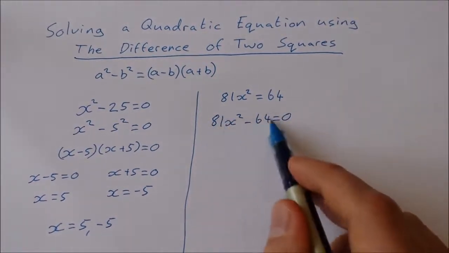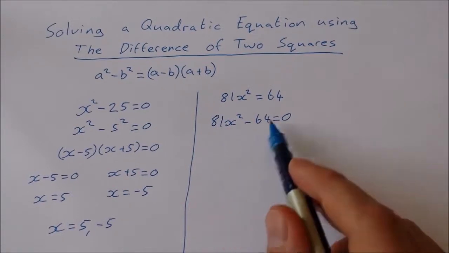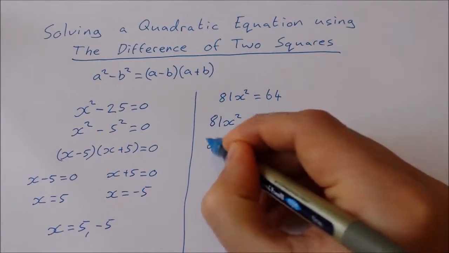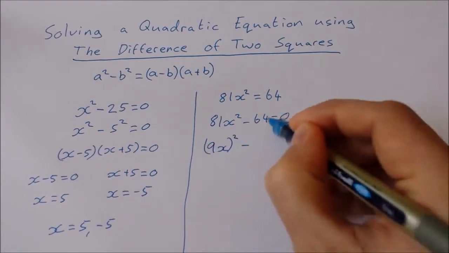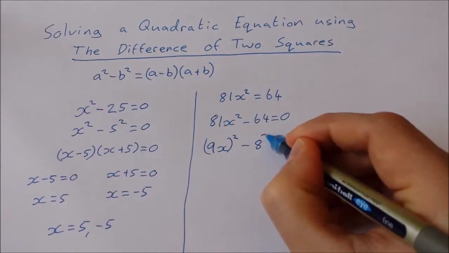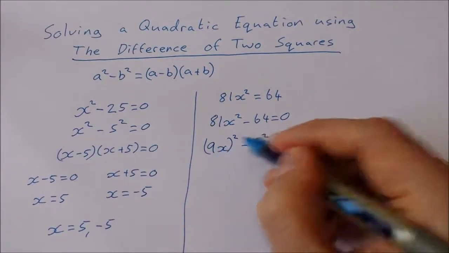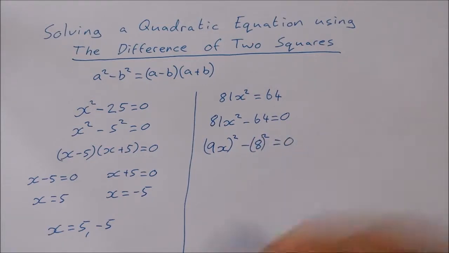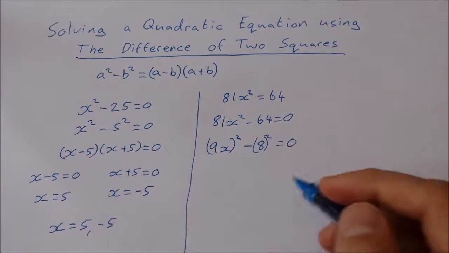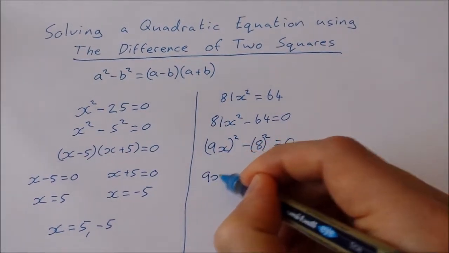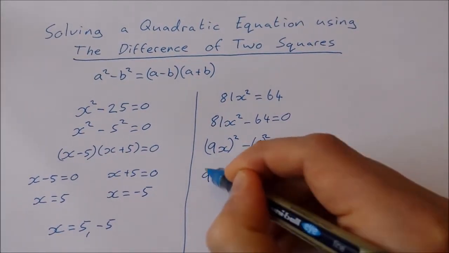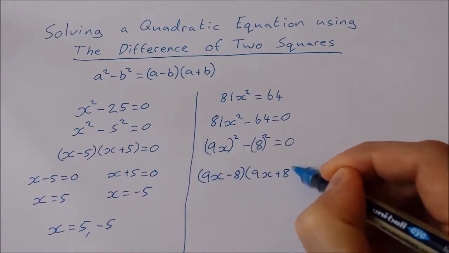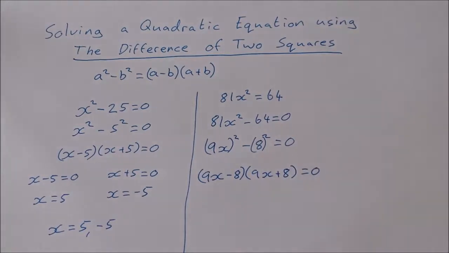Now I'm going to write these as squares, and if you know your square numbers, you'll know that 81 is 9 squared. So that's 9x in brackets to be squared, and 64 is actually 8 squared. So I can say 9x to be squared minus 8 to be squared is equal to 0. Now using the difference of two squares formula, it's 9x minus 8 in the first bracket and 9x plus 8 in the second. And that's equal to 0.